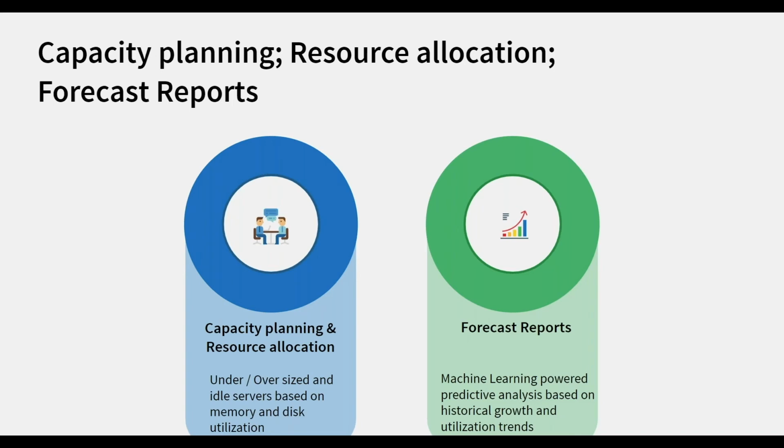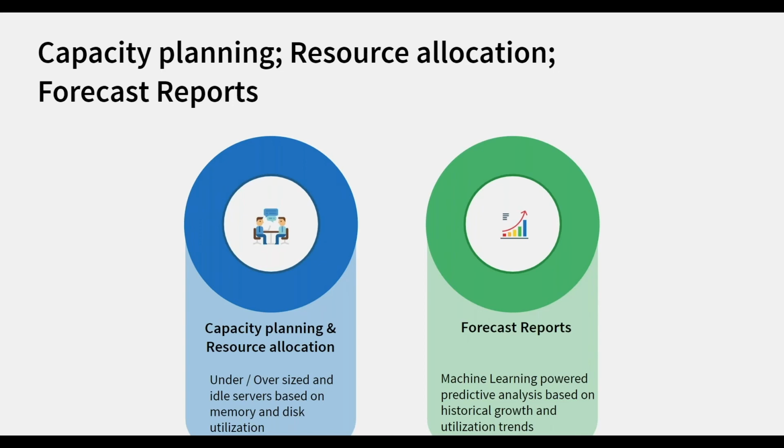So within Applications Manager, we have the capacity planning reports for servers and virtual machines, which will help you identify the undersized and oversized servers. And this can help you plan your capacity. If you already have enough capacity just being mismanaged, you can identify that through the capacity planning reports.